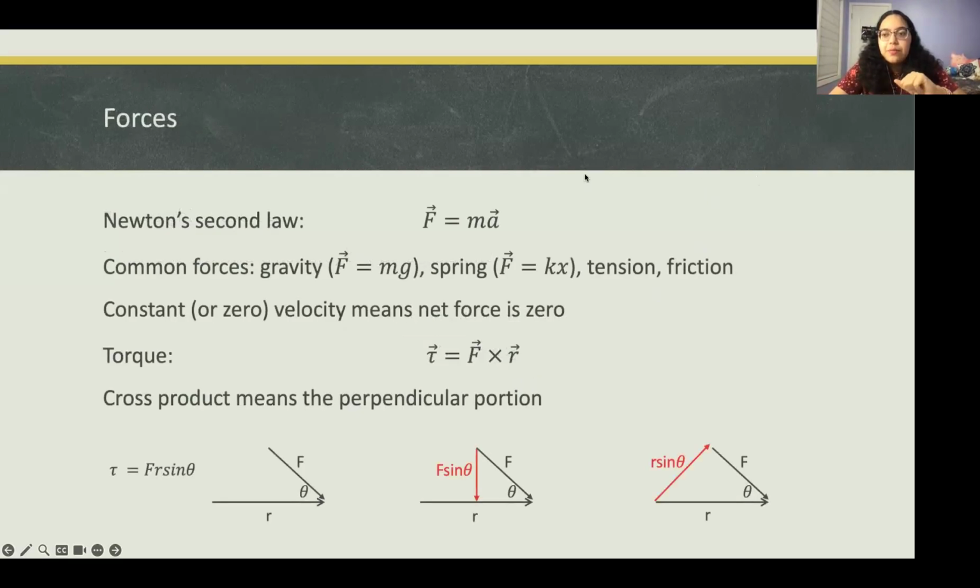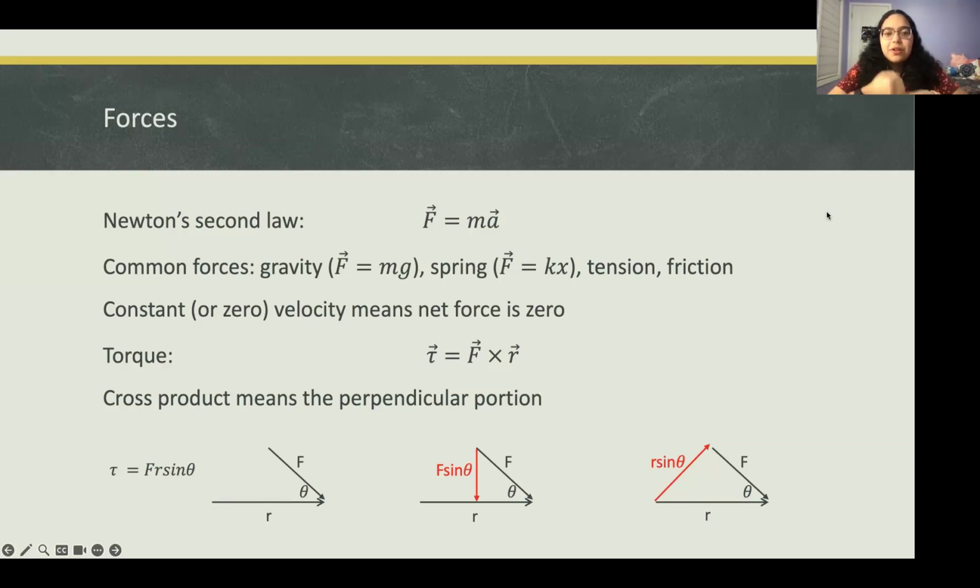Forces, I'm sure we know Newton's second law: force is mass times acceleration. Force and acceleration are the two vectors here because mass is scalar, obviously, so those will have the same direction. It's also common forces that you can come across.